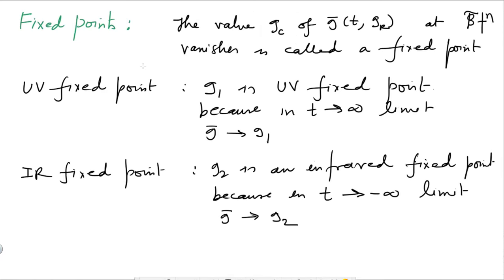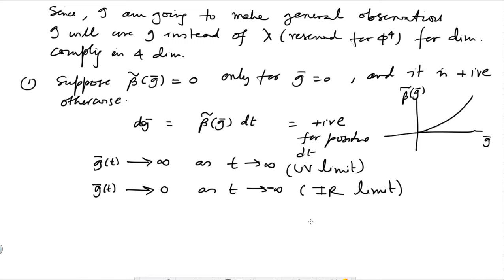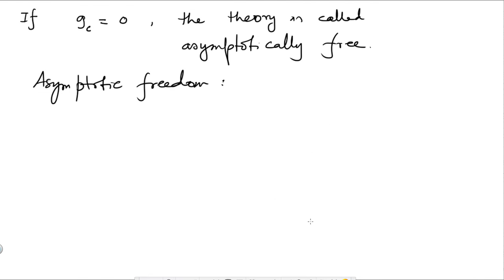Because if you calculate this Green's function using couplings equal to zero, then you are basically calculating in a free theory. So if lambda bar goes to zero, you are basically in a free theory, and that is where you get this name, asymptotic freedom. So in the t going to infinity limit, you are approaching a free theory because the running coupling is zero. That's a fixed point, so G bar takes a value zero.